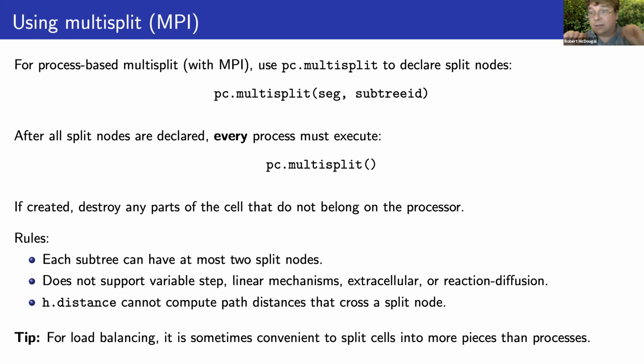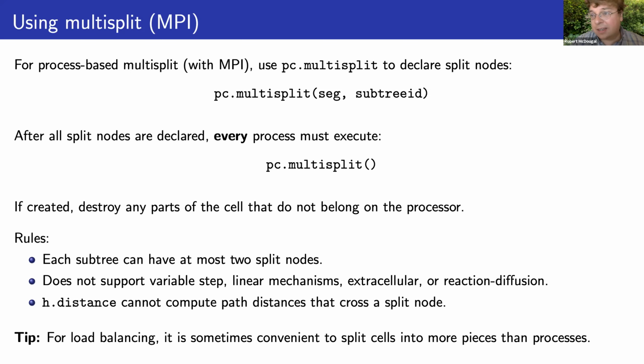There are a couple of rules you may have noticed from the matrix process. It can only connect on 2 points, right? So every subtree can have at most 2 split nodes. And there are certain things that this does not support. This doesn't support variable step. This doesn't support linear mechanisms. This doesn't support extracellular or reaction diffusion.